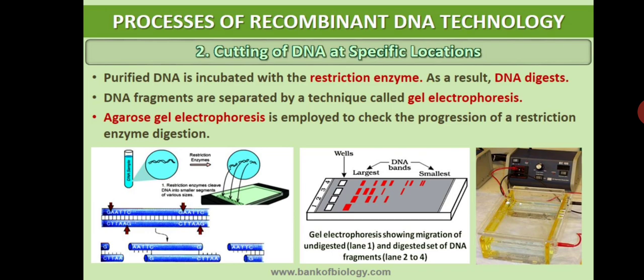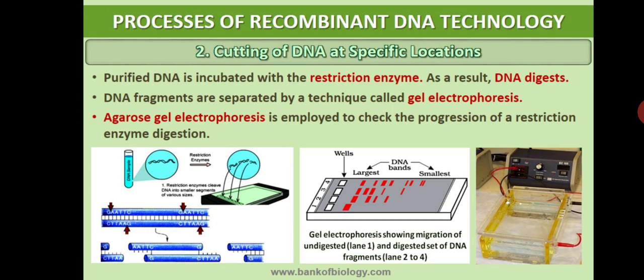Okay, the second point you can see here is agarose gel electrophoresis. Agarose gel electrophoresis is employed to check the progression of restriction enzyme digestion. Here, of course, the particular process is called gel electrophoresis, and what type of gel are we using? Agarose. Agarose gel we are using, therefore this technique is called agarose gel electrophoresis.